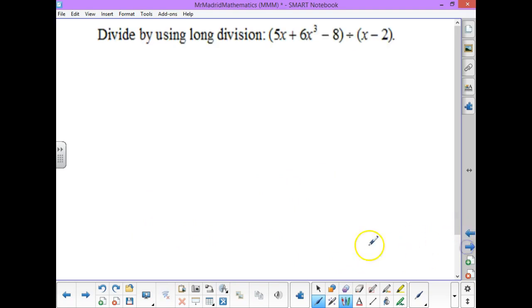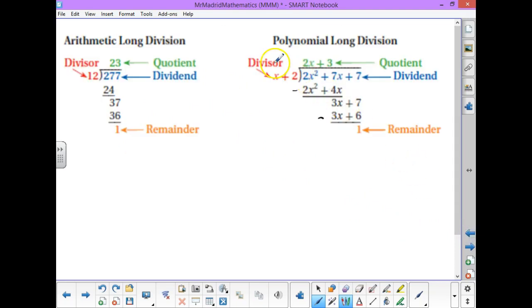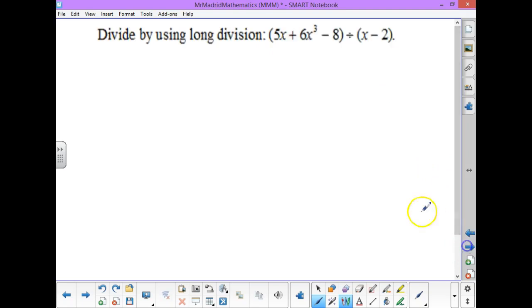Now let's go ahead and look at our own problem. Here we have a trinomial divided by a binomial. So let's go and set this up. We're going to be using this language as much as possible. So we've got our divisor, our dividend, and our quotient. Inside is our dividend.